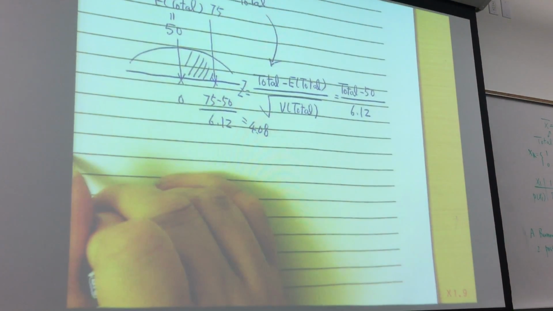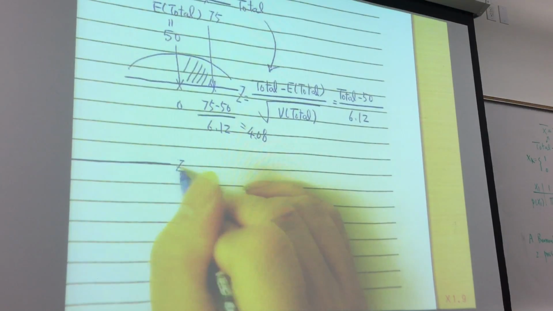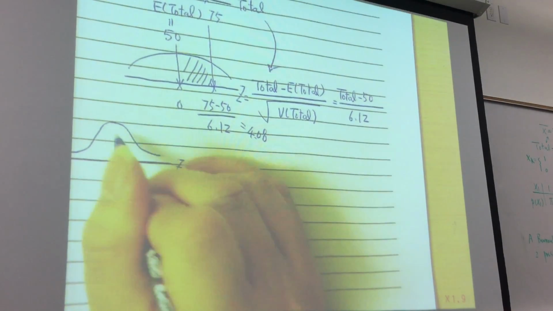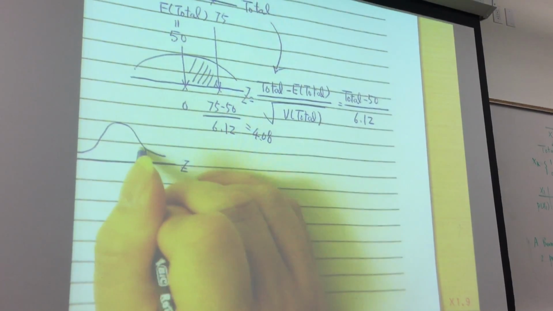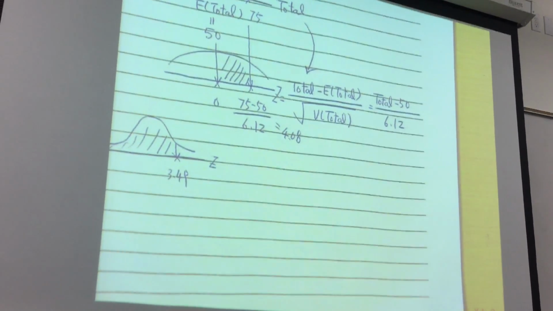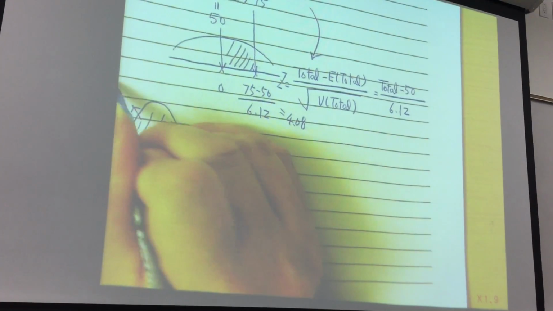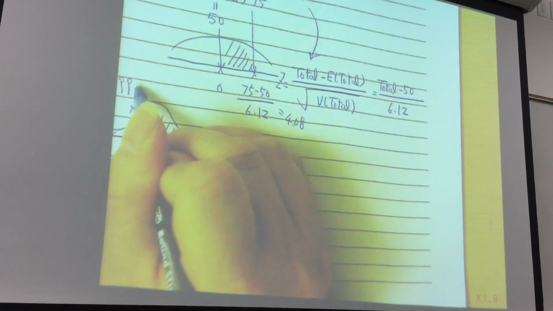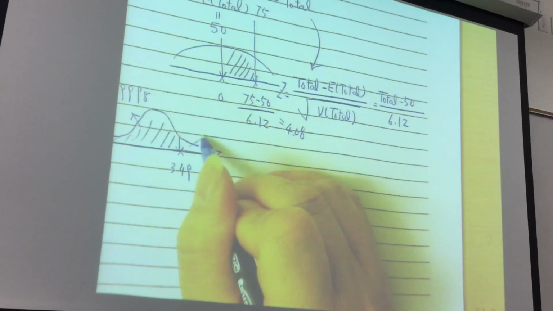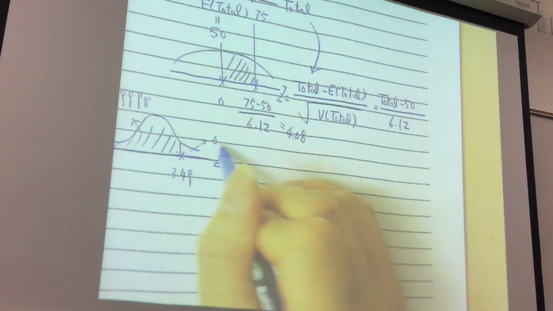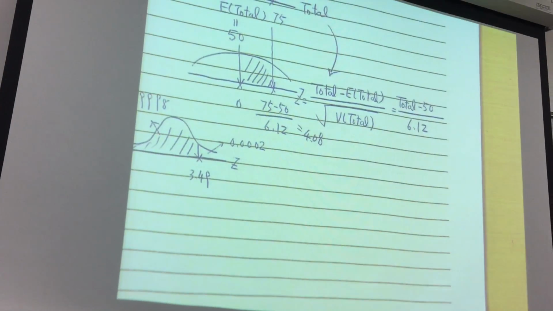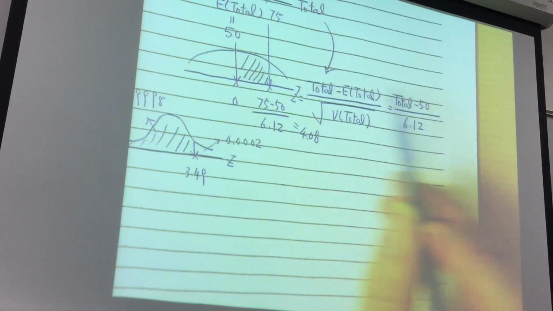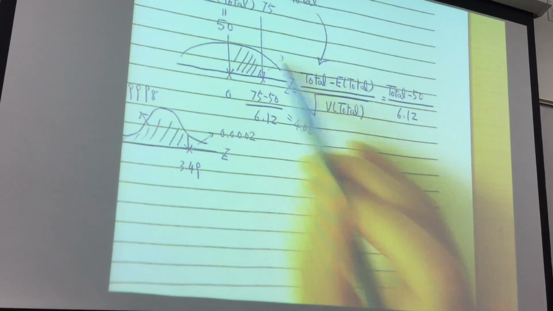Now, recall, the largest z-score in our table is 3.49, and everything towards what? The left. This shaded area is 0.9998. So how big is the upper tail? It's only 0.0002. In this case here, how big is this area?